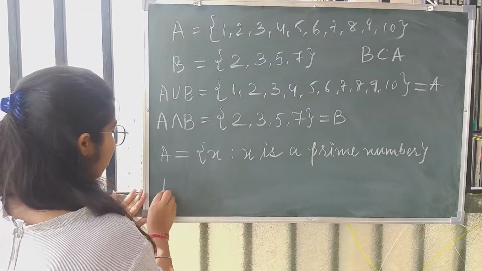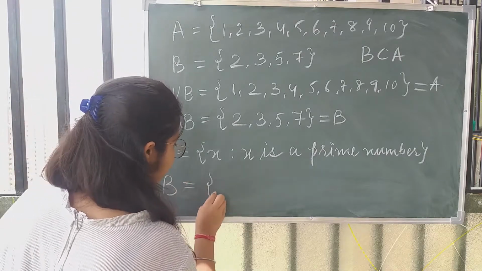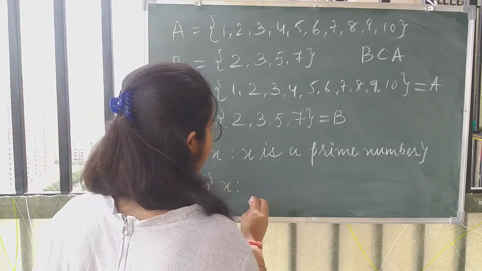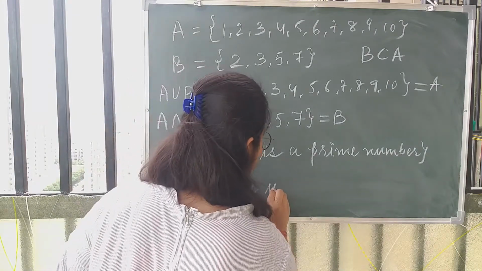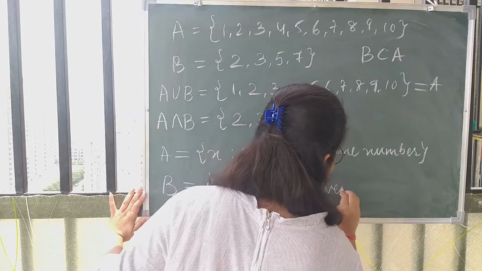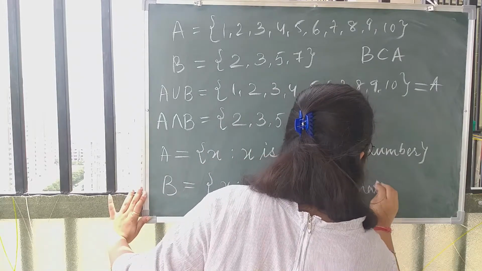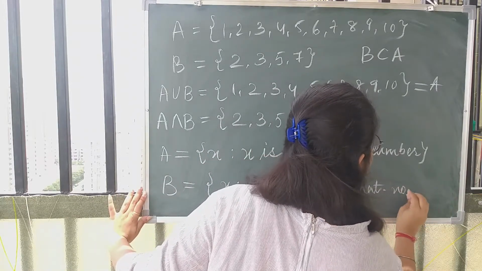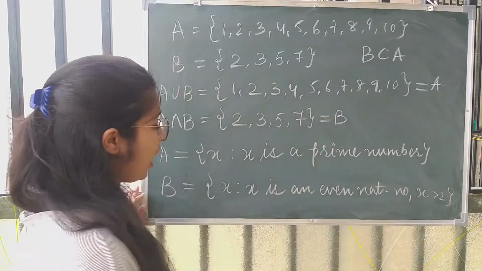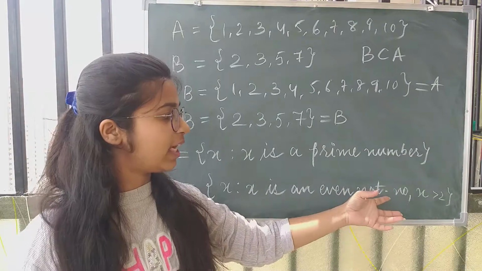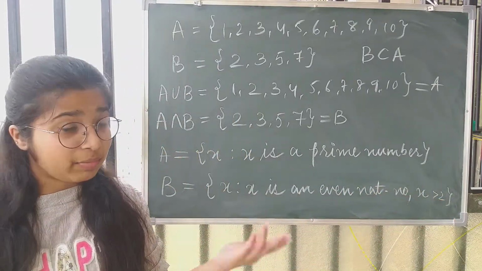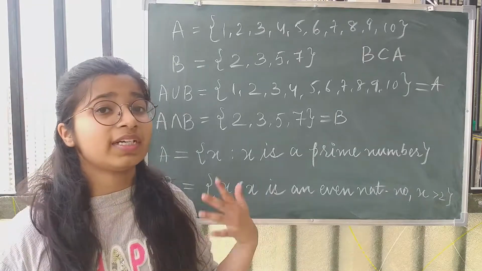Alright, now B has all the elements x such that x is an even natural number and x is greater than 2. अब आपको ये पता है कि जो इवन नेचुरल नंबर्स होते हैं ग्रेटर देन 2, उनमें कोई भी नंबर प्राइम नहीं होता because all the even numbers are divisible by 2.